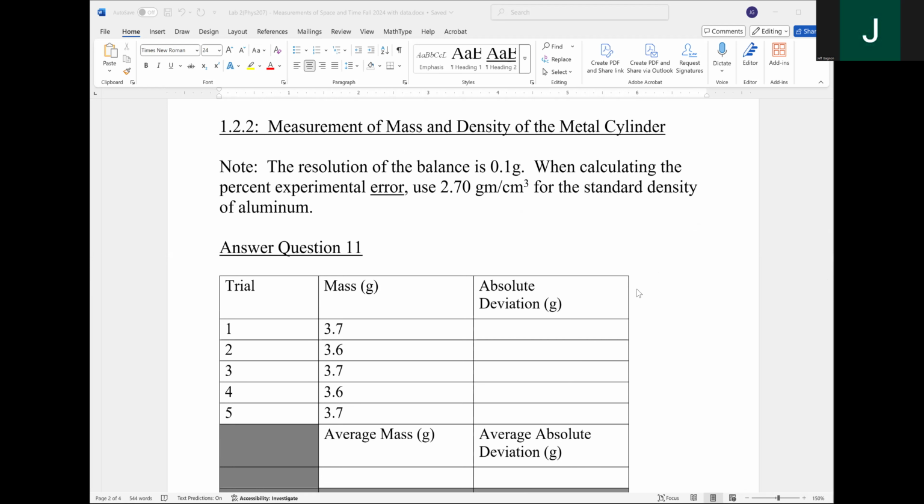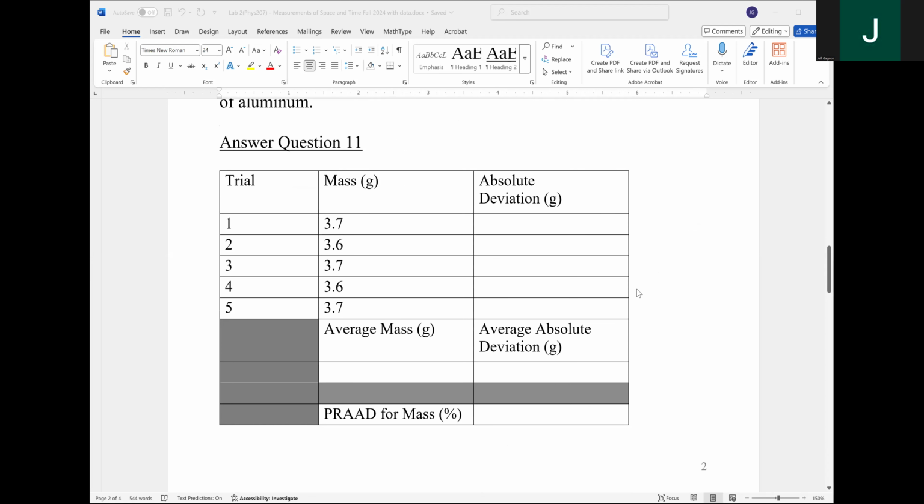Normally, if you were in the class, I would just have you weigh the cylinder on a little electronic scale. Here, I gave you the data, so you have the data. Now you have to be a little careful. This scale's resolution is 0.1 grams, only 1 decimal place. So the first part of question 11, I want you to find the average mass. Average these, make sure you round to 1 place, find all the absolute deviations, and then average those, round to 1 place, and then calculate PRAD.